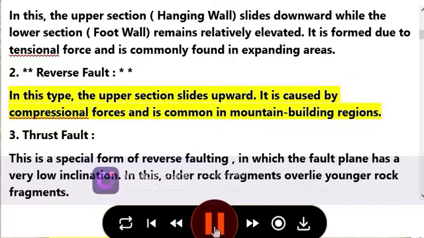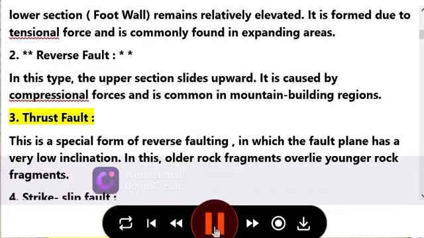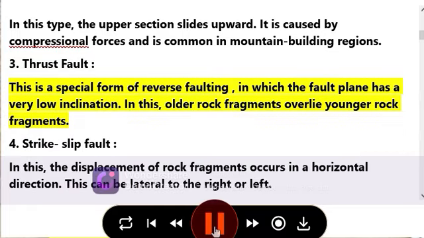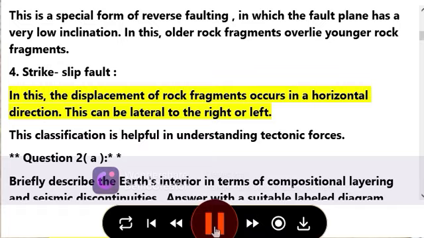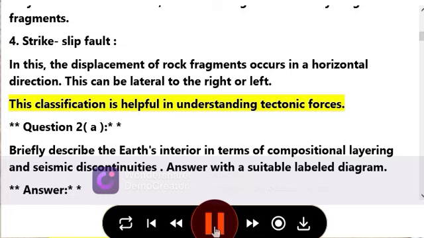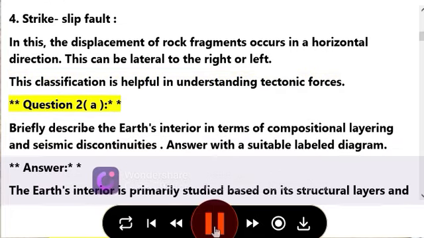Two, reverse fault. In this type, the upper section slides upward. It is caused by compressional forces and is common in mountain building regions. Three, thrust fault. This is a special form of reverse faulting in which the fault plane has a very low inclination. In this, older rock fragments overlie younger rock fragments. Four, strike-slip fault. In this, the displacement of rock fragments occurs in a horizontal direction. This can be lateral to the right or left. This classification is helpful in understanding tectonic forces.